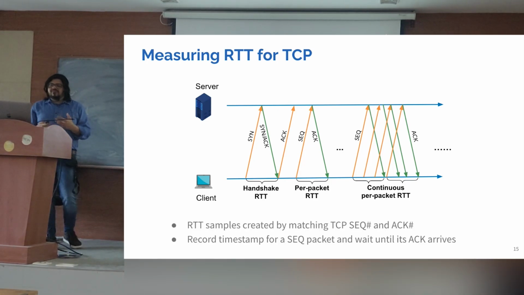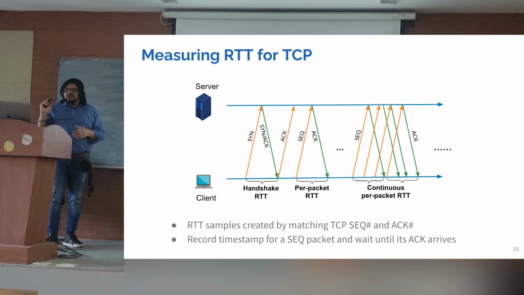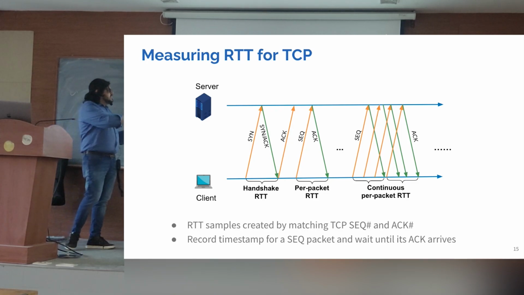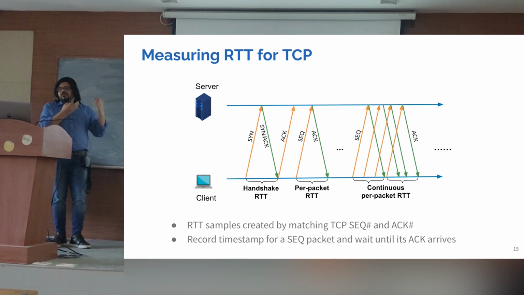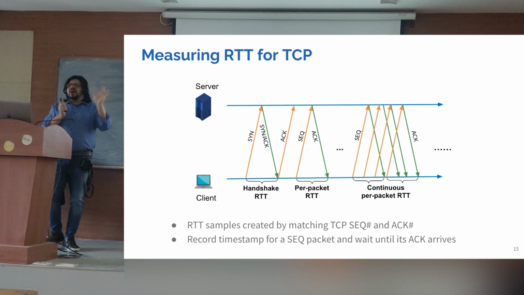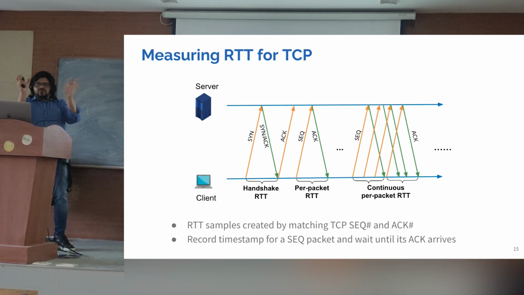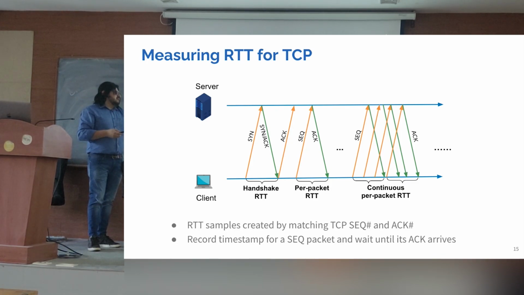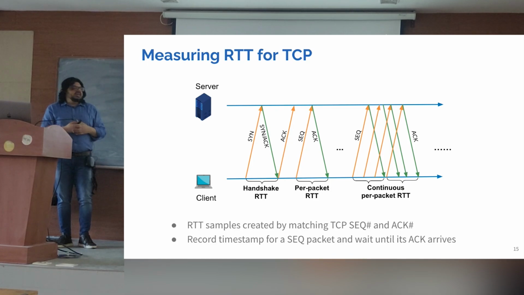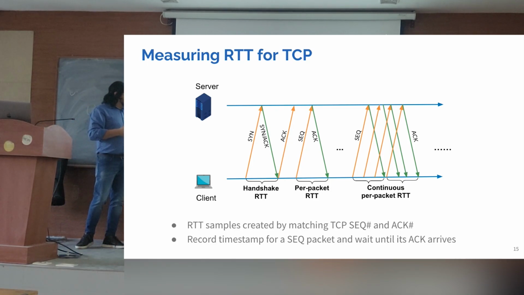So these samples are created by matching the sequence numbers with the acknowledgement numbers. I was describing before how there is a logic to how these sequence numbers and acknowledgement numbers work. So they are matched and the timestamps are recorded and subtracted to get the RTTs. Once the SEQ packet goes, the timestamp is recorded and then the client has to wait until that corresponding ACK comes back, and then subtract that timestamp. That's the RTT essentially.